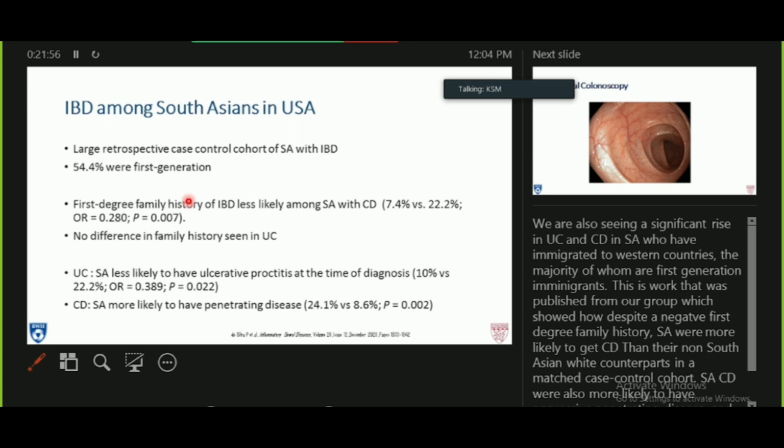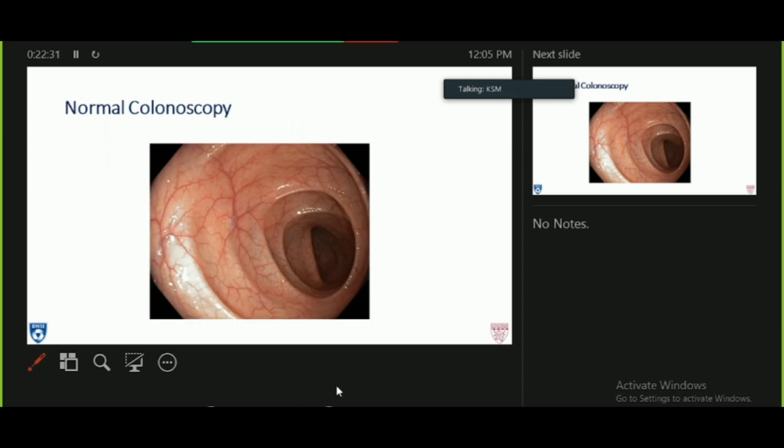They had no family history of, or a lesser degree of a family history of IBD compared to their white age and gender matched controls, both for Crohn's disease and in ulcerative colitis. There was no significant difference between the two. But what was interesting was these South Asian patients were more likely to have more extensive disease, so they were less likely to have just ulcerative proctitis, so they were sicker patients. As for Crohn's disease patients, they were also more likely to have penetrating disease, so disease that can cause abscess or fistulas, which is considered more severe.